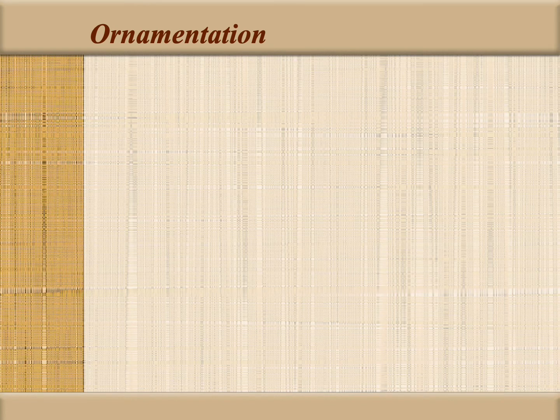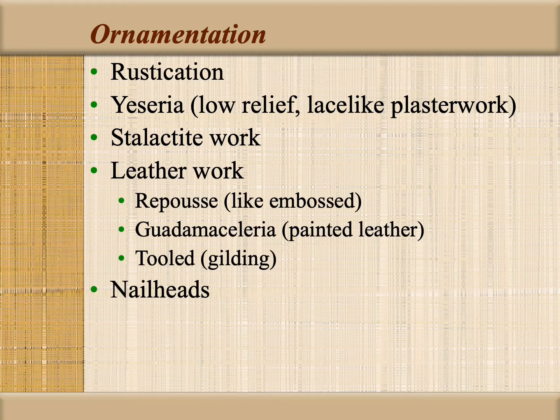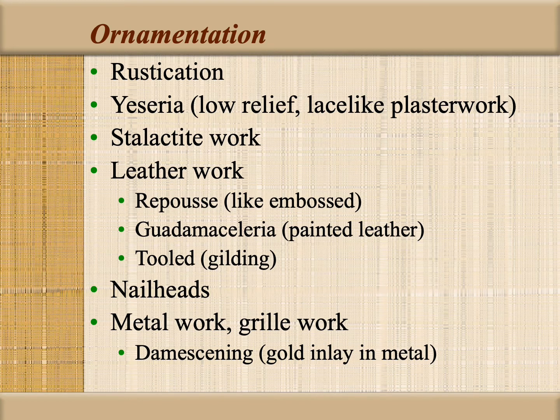So there's quite a bit of ornamentation as you've been able to gather throughout this lecture. So you see some rustification. Sorry, I'm going to click through these real quick. And then you also have the yeseria, which is that low relief lace-like plaster work. We've seen that throughout as well, also sometimes referred to as tracery. You also see the salisite work, which, if you'll remember, is that one that looks more like a cave. It's that cusp pattern, but it's not quite clean.